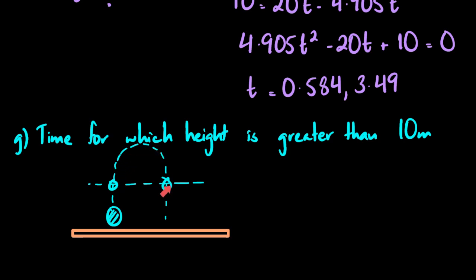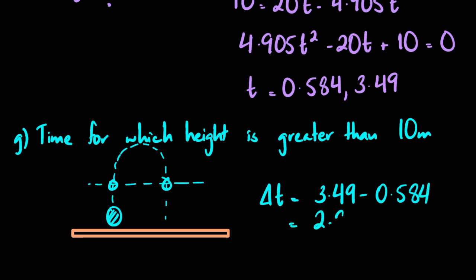So if this is where time equals 3.49, if this is where time equals 0.584, everywhere in between the height is greater than 10 because it's above this 10 meter level. So then this time, which is really the time difference, is going to be 3.49 minus 0.584, and this will turn out to be 2.9 seconds. So this is a full question which covers all the types of questions which can be asked in your exam.